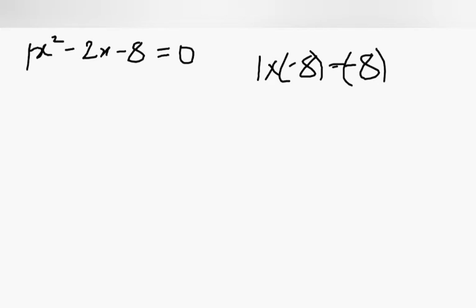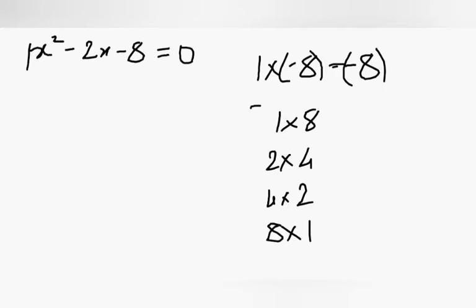So what we do now is we take the product and we write the factors. Now how do we write the factors? We write the factors such as they are multiplied. So we simply write the pairs of factors. So 1 into 8 equals 8, then 2 into 4 equals 8, 4 into 2 equals 8, and 8 into 1 equals 8. So these are the four factors of 8.